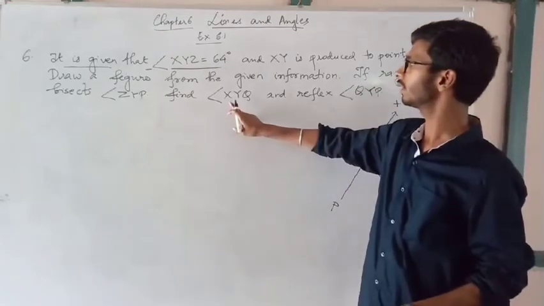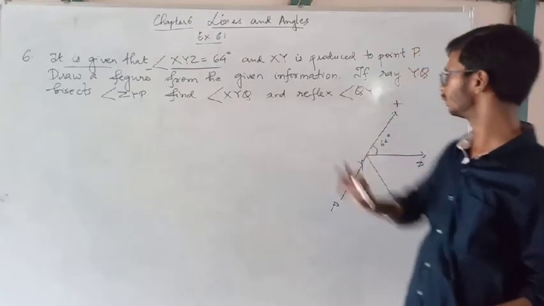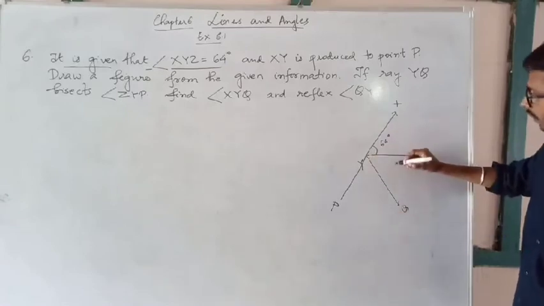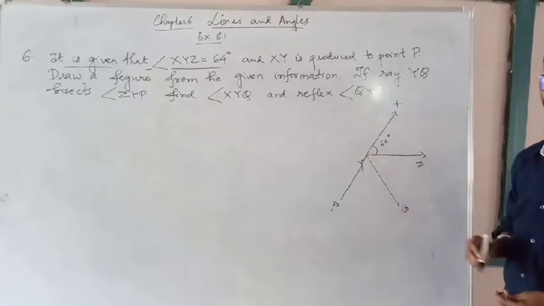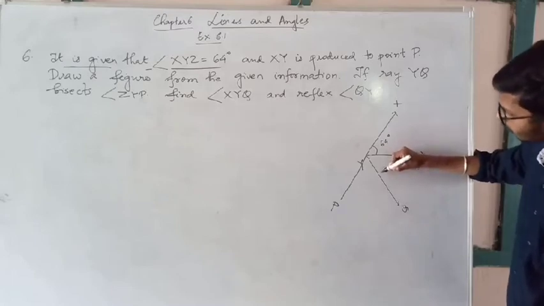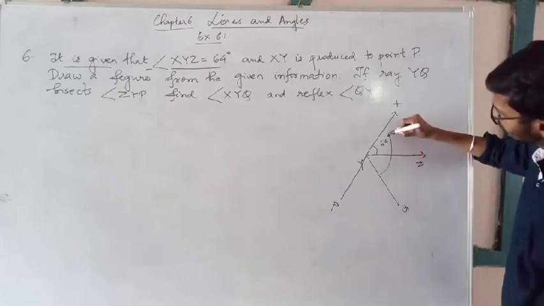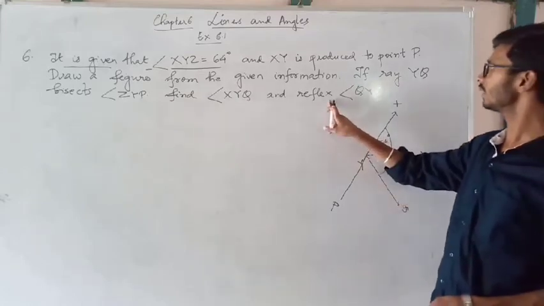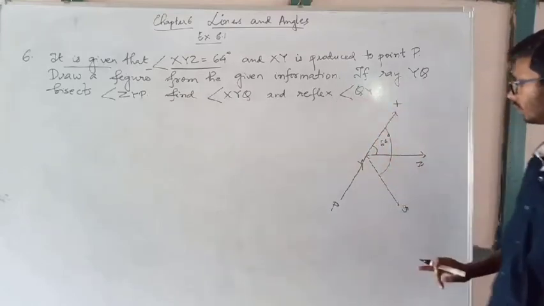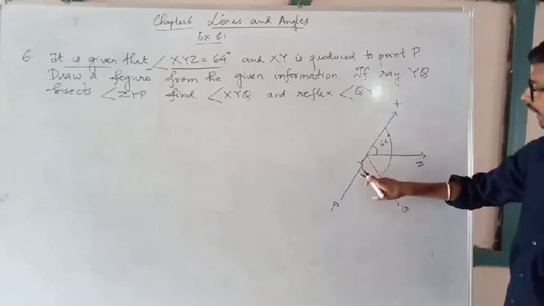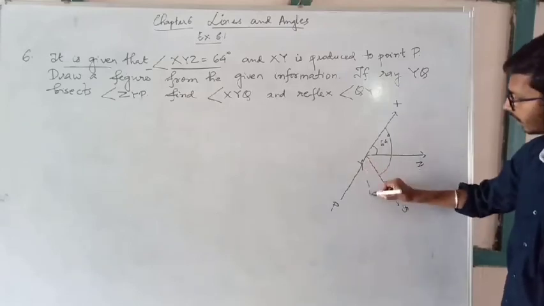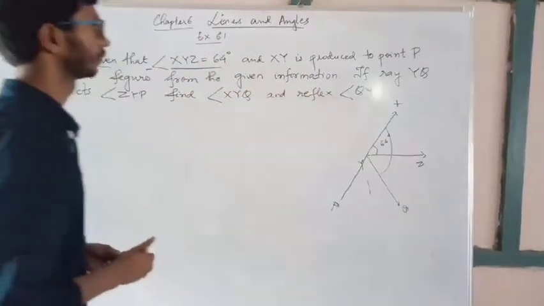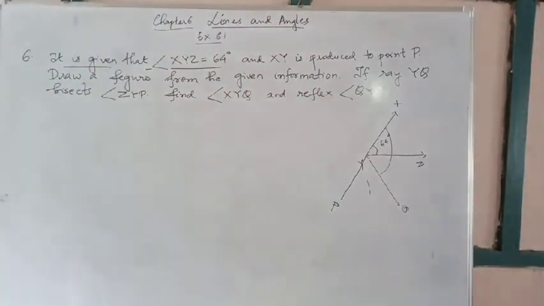Okay, that means these two angles are equal. Then find the measure of angle XYQ. So XYQ, I have to find the measure of this angle, and reflex angle QYP. So QYP, I have to find the reflex angle, okay? Now see how we'll do.